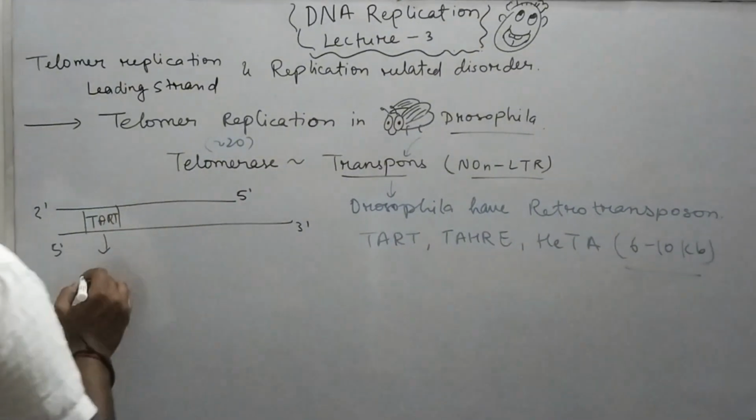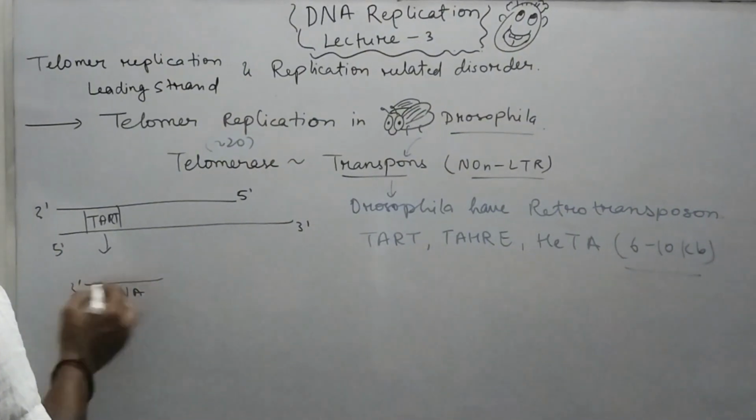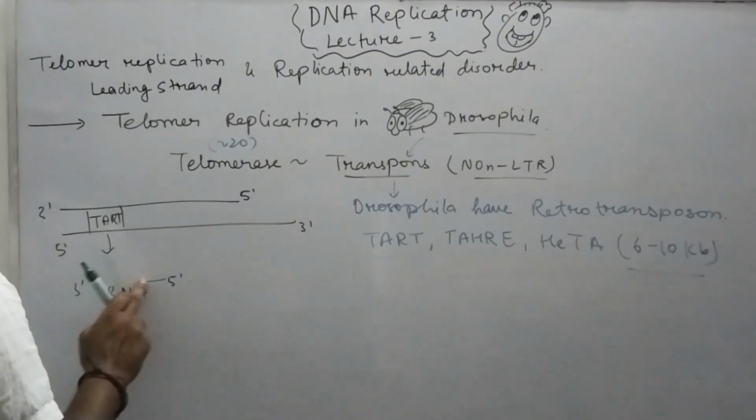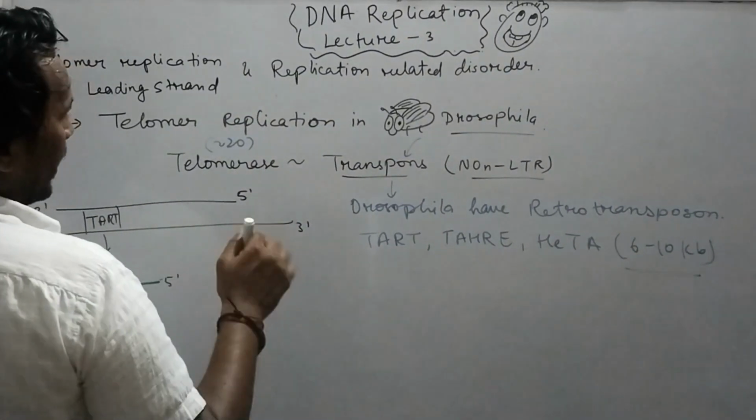So this template sequence will form what? This will form an RNA, and this will be from 3 prime to 5 prime. Now this RNA which is formed will go and bind here.